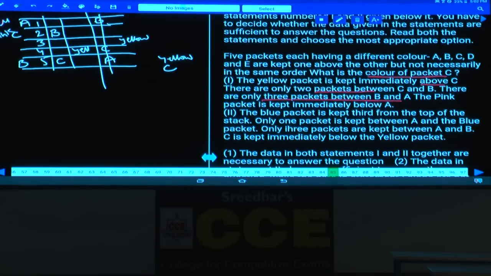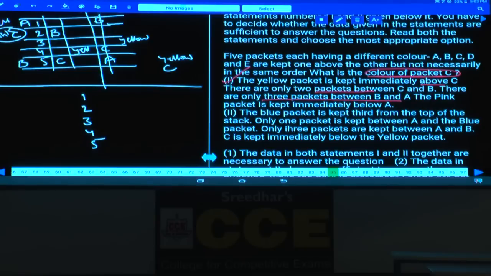Now the question is about what? What is the color of packet C? It is pink color. Am I getting a unique answer or not? Hence how am I getting the answer here? Only by using condition number 1 alone. Now we need to check whether with the help of 2 alone we are getting the answer or not, because the choice is either 1 alone or 2 alone is sufficient.